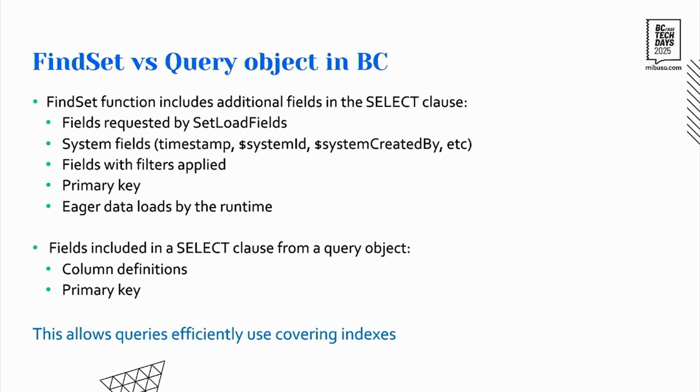Now with the query object, it's easier. We have the columns we define and the primary key fields. That's it, nothing more. So it's way easier to define an index with included fields to get a covering index for query objects than it is for a FindSet. The same goes obviously for FindFirst and FindLast, all the other ones.